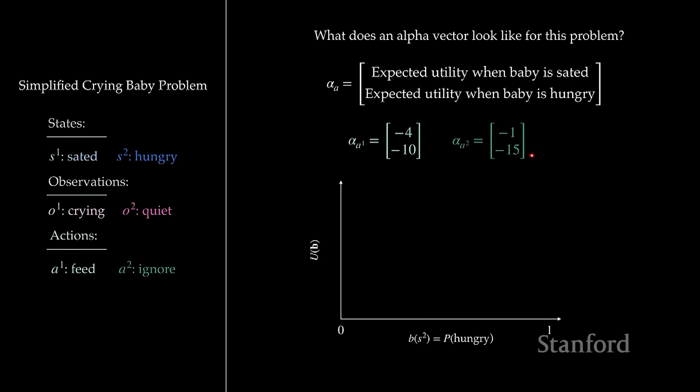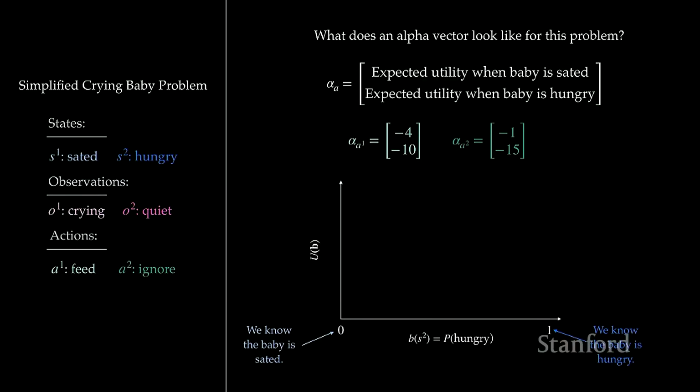Okay, so then we'll plot what these alpha vectors look like, and this is our expected utility, considering what these different points represent on the plot. When P of hungry is equal to 1, we know for a fact that the baby is hungry, so we know that we're in state S2. On the flip side, when P of hungry is 0, we know for sure that the baby is sated. And because these values represent the expected utility when we know for sure that we're in those states, we can just plot these values.